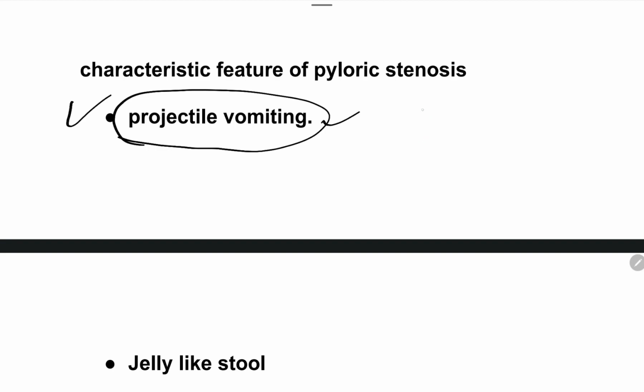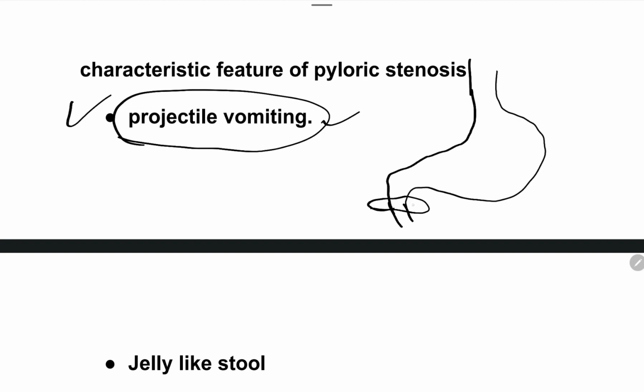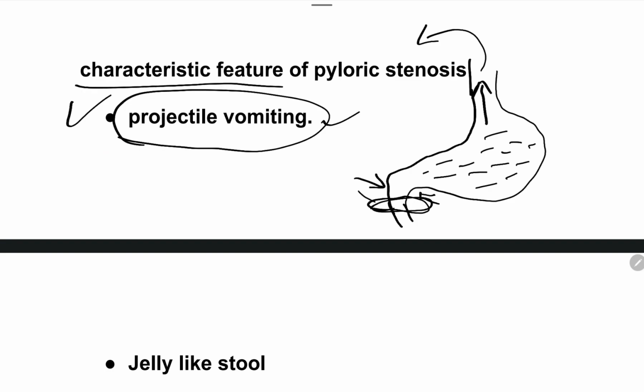Due to pyloric stenosis, for example, this is the stomach, and the pyloric antrum will be present here. Due to the stenosis of the pyloric antrum, what will happen? The food present in the stomach will be regurgitated up the esophagus, causing vomiting. So the characteristic feature of pyloric stenosis is projectile vomiting. The right answer is option A.